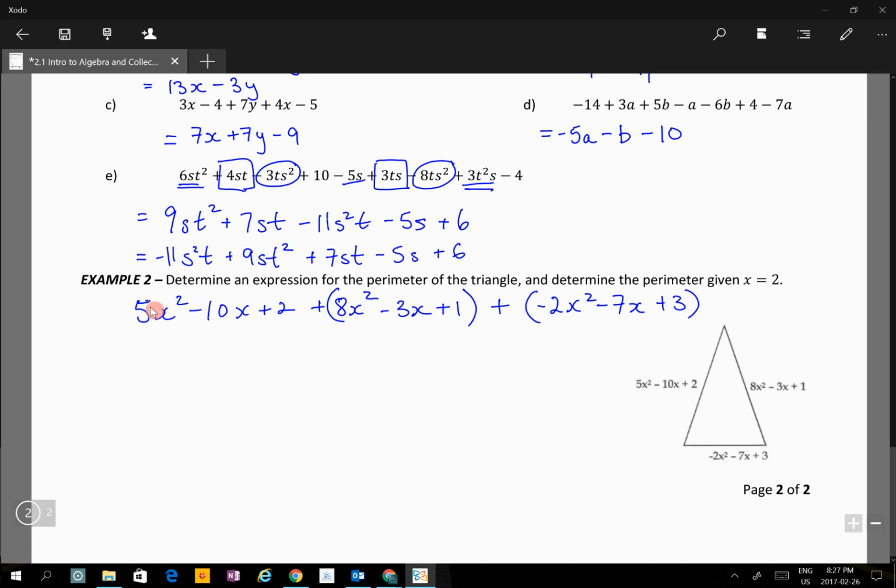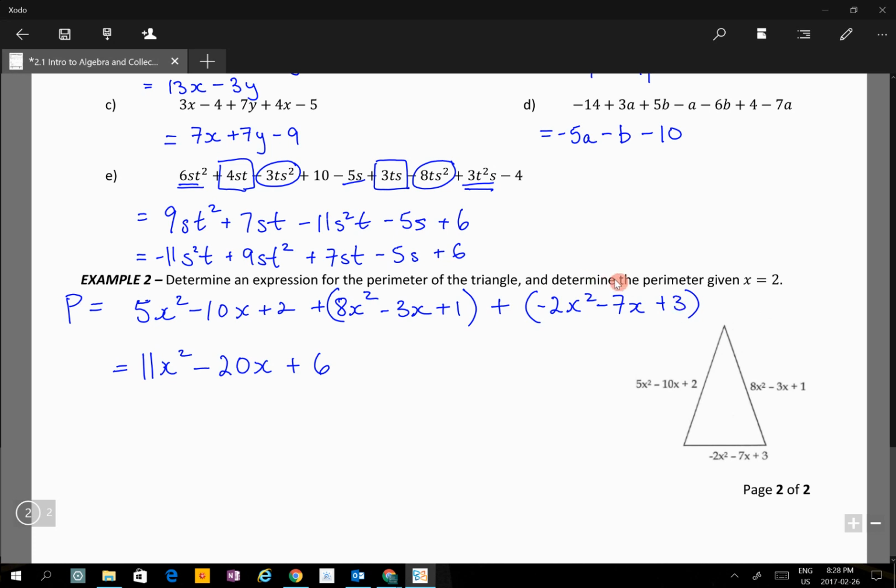Okay, collect your like terms. I have a 5x squared, 8x squared, and a minus 2x squared. Add their coefficients, so 5 plus 8 minus 2 is 11x squared. And we'll express here P is equal to the perimeter. And then I have the x terms, so minus 10x, take away 3x, take away 7x, gives me minus 20x. And then my constant term, 2 plus 1 plus 3, gives me plus 6. So there's my simplified expression for the perimeter of this particular triangle.